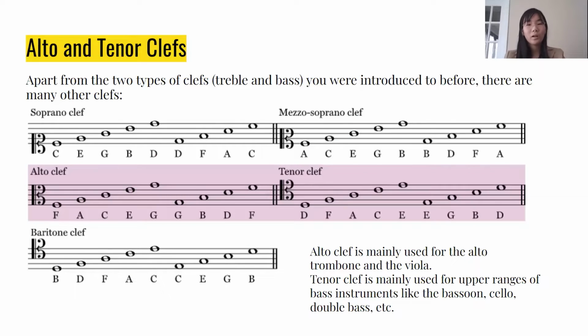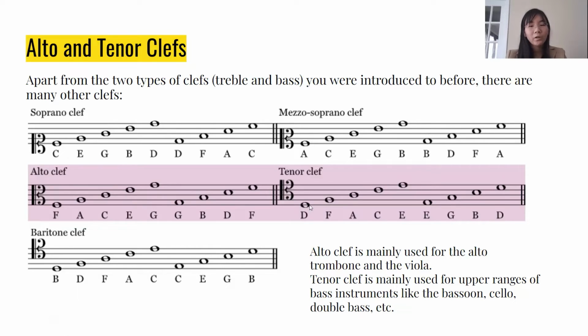So I know that you guys were taught about the treble and the bass clefs last time. So just to tell you about a couple of the other clefs, the most common ones other than treble and bass are alto and tenor. And if you notice all of these names, it follows SATB, which is soprano, alto, tenor, and bass, which is the choral styles.